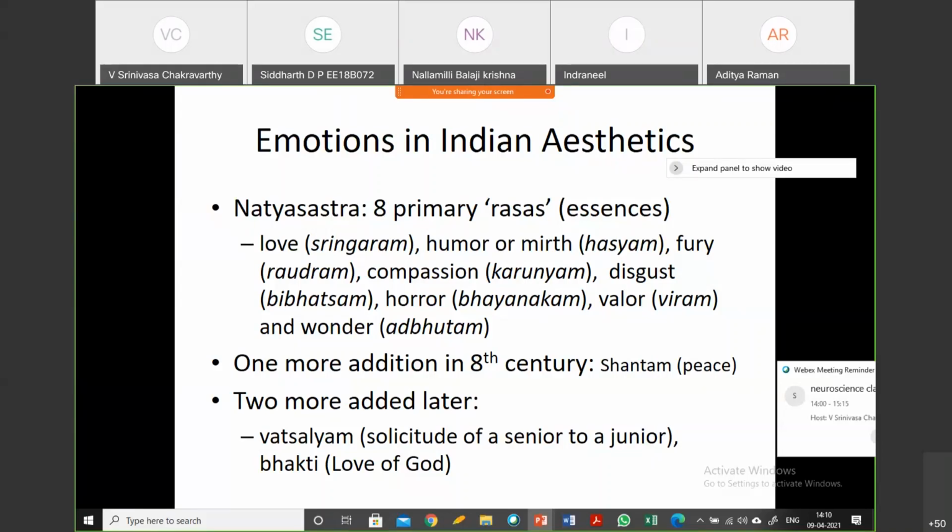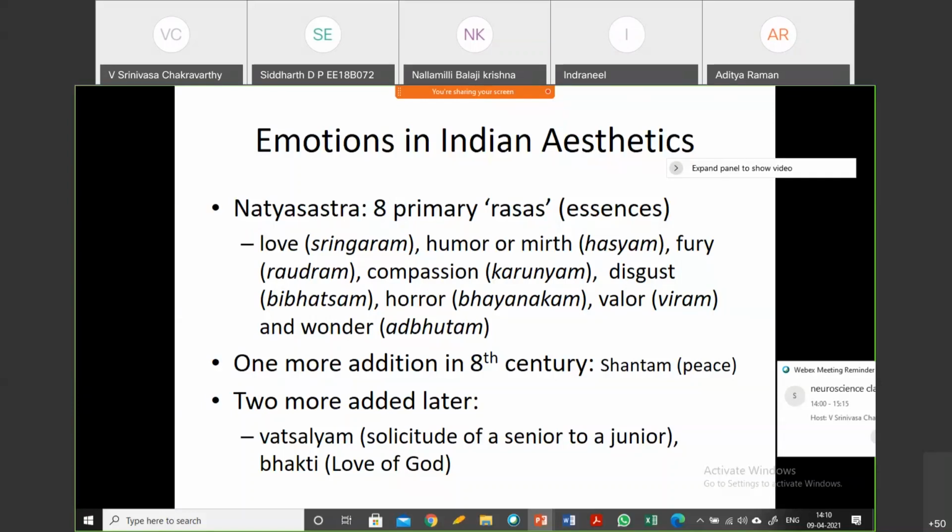So it talks about 8 rasas, and these are Shringaram or love, especially a man-woman kind of love, humor or mirth, hasyam, then fury or raudram, compassion, karunyam, disgust or bibhatsam, horror, bhayanakam, valor, veeram, and wonder, adbhutam. So they identified that these are the 8 major emotions that humans feel, and therefore in art, in dance, we are supposed to express them with great precision and perfection.